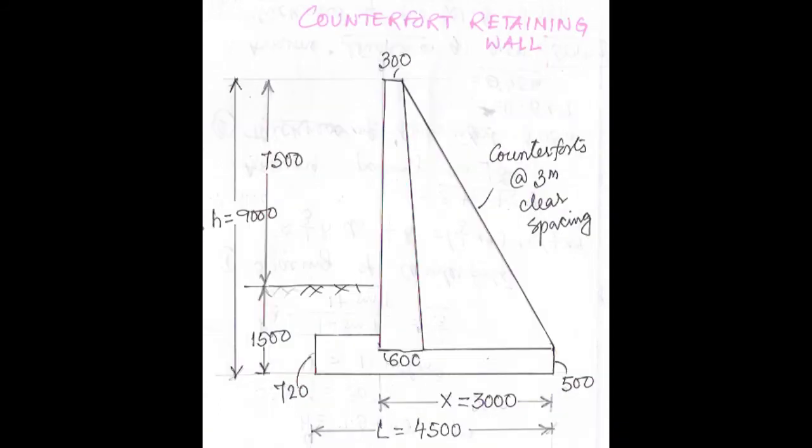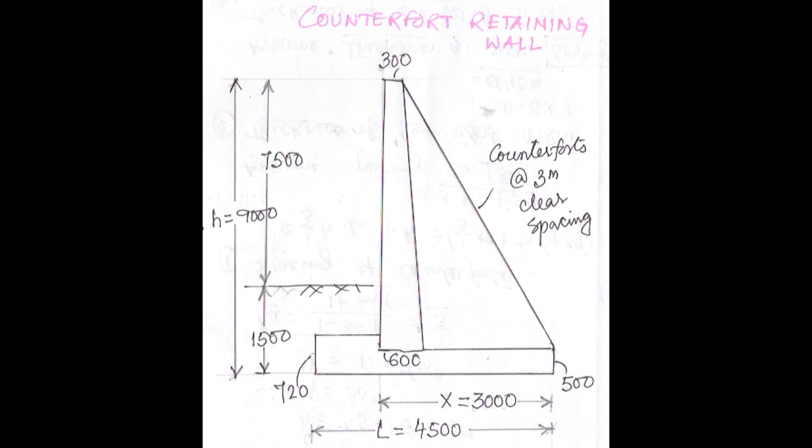Finally, you have to draw the diagram this way. Counterfort retaining wall, see all the values I have shown over here. First the length is 4500 and the x value is 3000. The toe slab thickness is 500 at one side, and at the heel it is 720, correct. For the stem part you can see 300 at the top and 600 at the bottom. And for counterforts, I have assumed that we are placing them at 3 meter clear spacing. It came as 3 to 4.5 and we have assumed 3 meter.